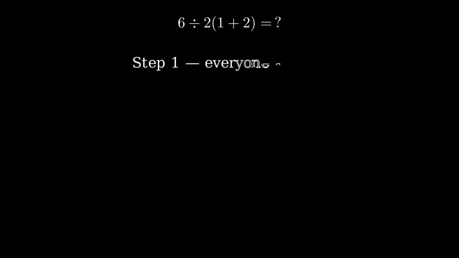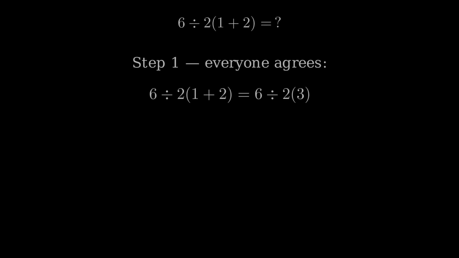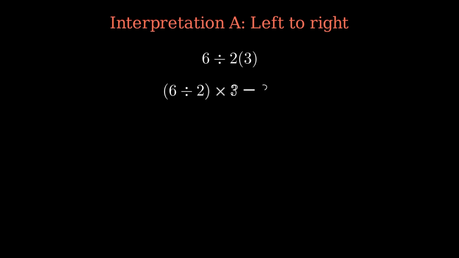Everyone agrees on the first step. Solve the parentheses. 1 plus 2 is 3. So now we have 6 divided by 2 times 3. Here's where it splits. Interpretation A treats division and multiplication as equal priority, solved left to right. So 6 divided by 2 first, that's 3. Then 3 times 3, that's 9.